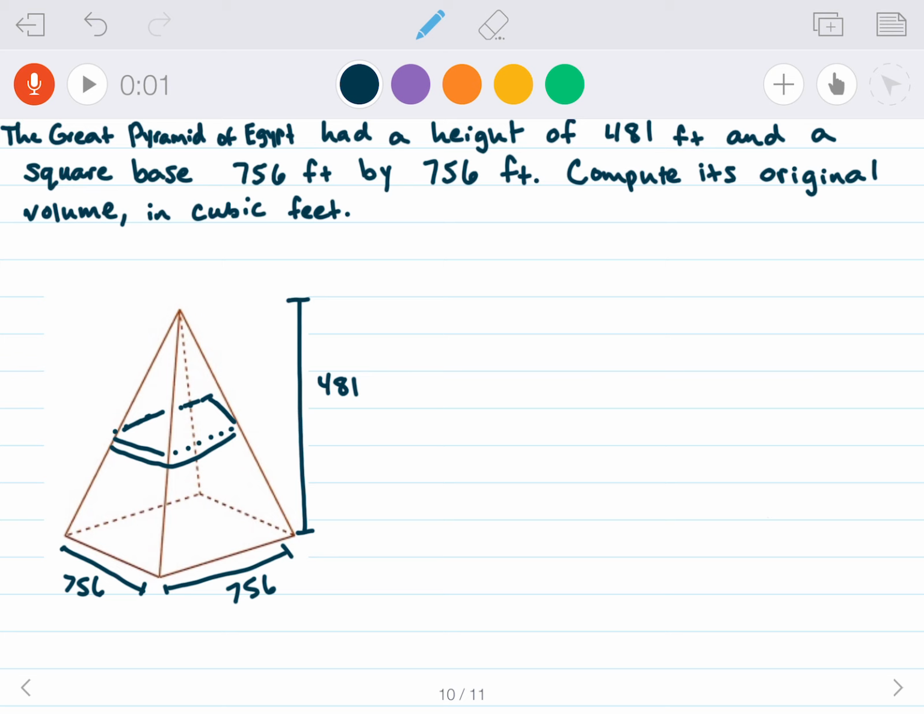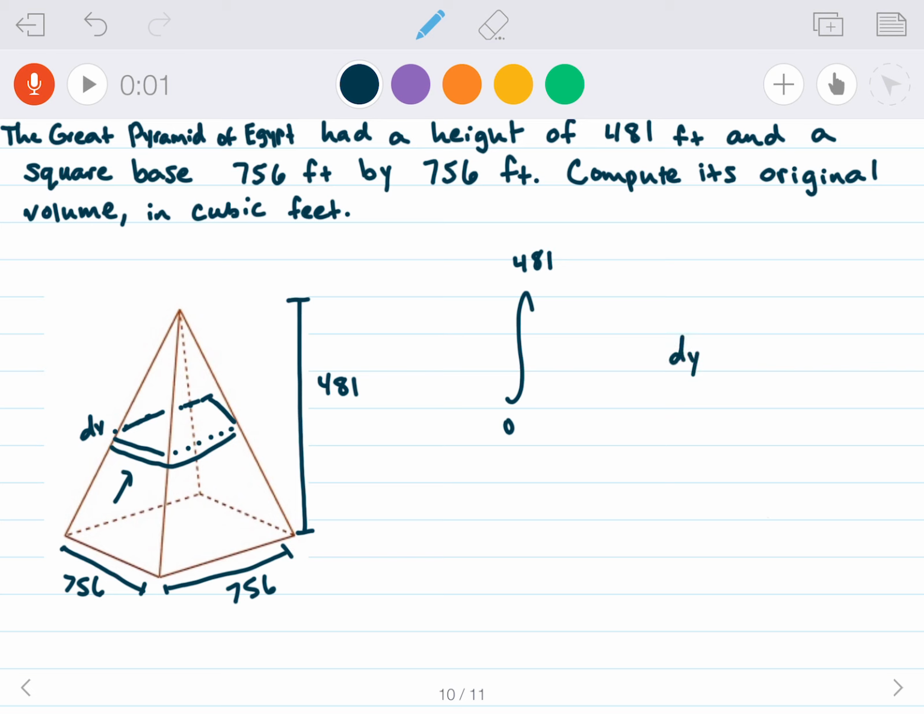So how do we do it? How do we figure out what the volume of this slice up here is? Well, in general, the volume is the area or the surface area of the base times the height. So what we can do is we can say that the thickness of this thing is dy, right? So we're going to be integrating along the vertical axis or the y-axis. And we're going from 0 to 481.